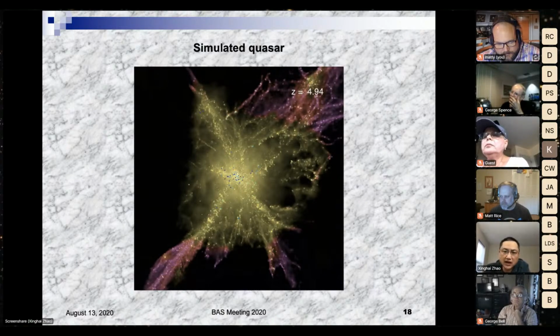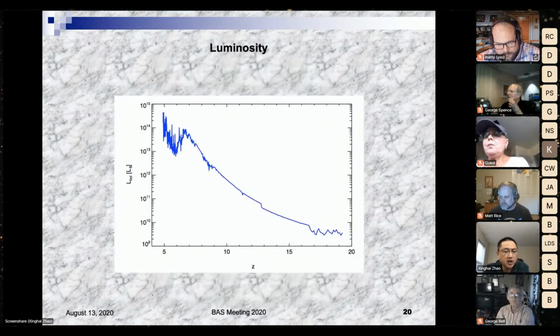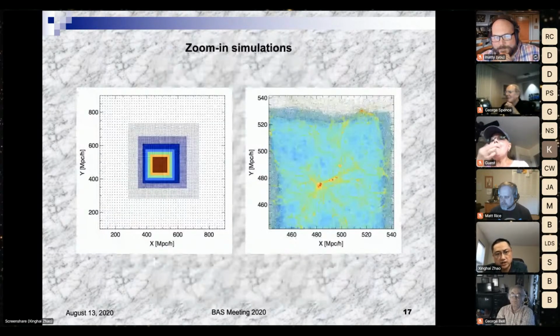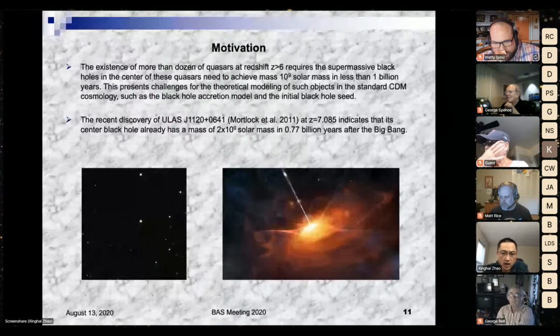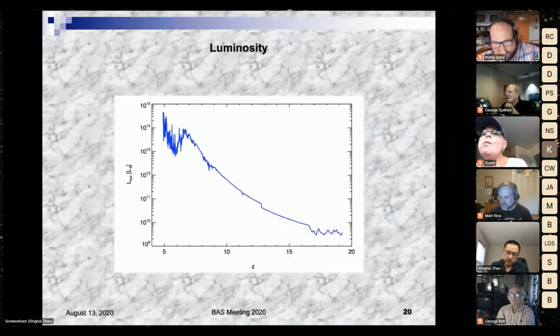We also compare our black hole mass, which is on the order of 10^9 solar masses, and we have a bolometric luminosity that's comparable to the one actually observed. So that's our simulation. I just wanted to introduce you to something we have actually done at Penn State.